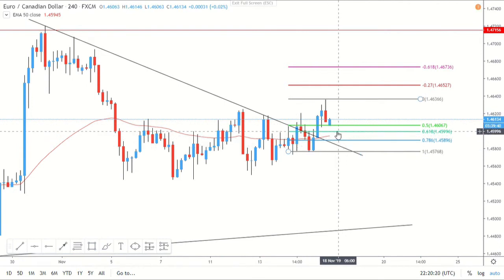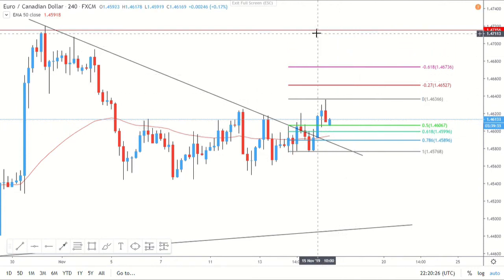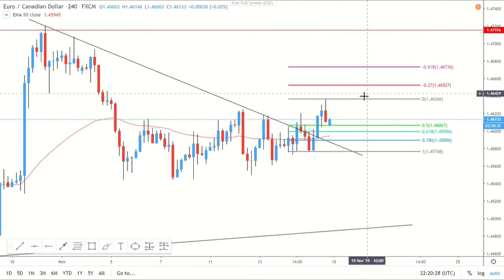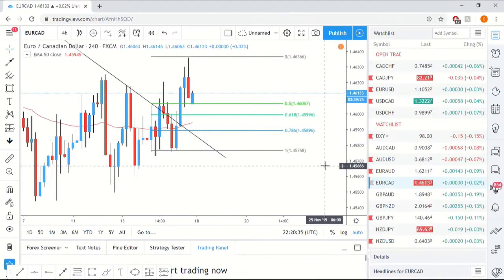We could potentially come a little bit lower, 0.618 or 0.786, where the 50 EMA is just in between them in our golden pocket, and then we can look to push higher, and then possibly up to the high of 1.47150 from this region here. So something to look at, and I'm looking to go long on Euro CAD this week if we get the entry.